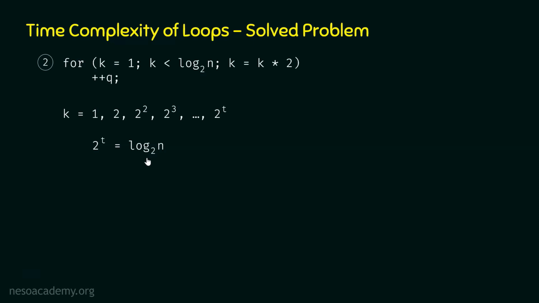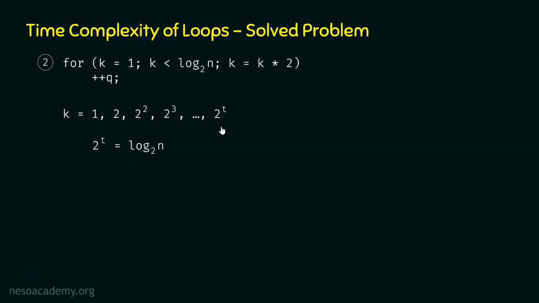Although I should assume a lesser value than log n base 2 because the condition here is k less than log n base 2. So this value must be less than log n base 2, not equal to log n base 2. And I'm not worrying about the constants because we are interested in the approximate value of q. So I can assume 2 power t is equal to log n base 2. Now let's find the value of t in terms of n. Why?